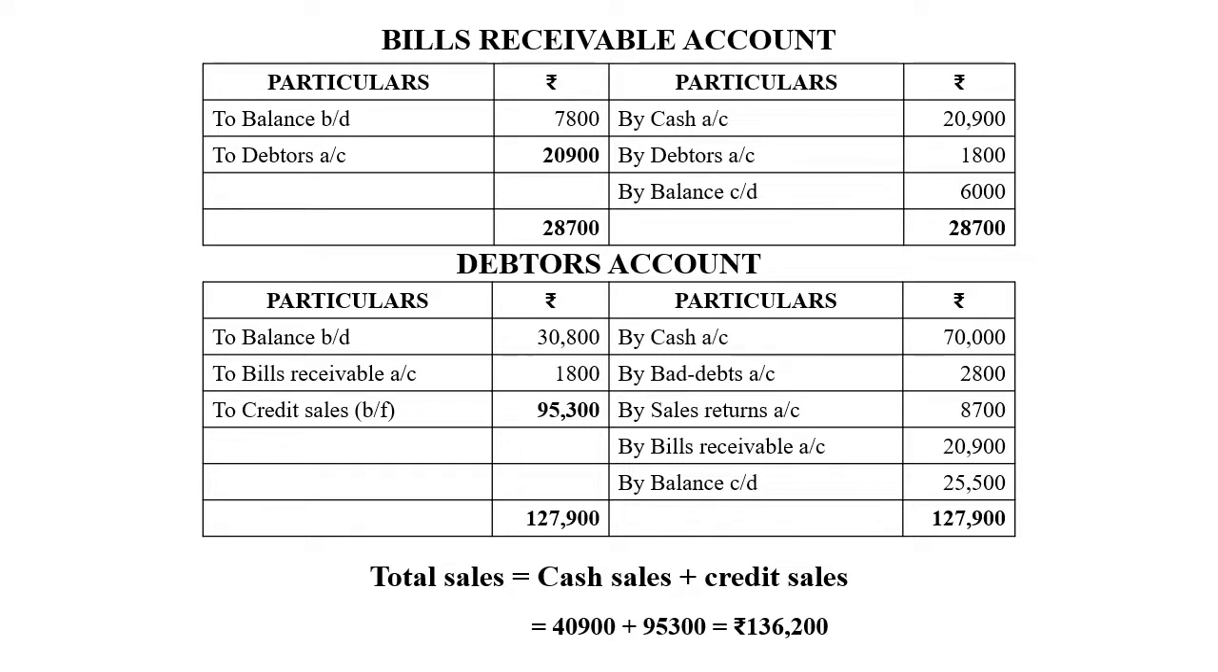Otherwise it is cash, if it is on the credit side. Next, they asked you to find out the total sale. Total sale means cash sale plus credit sale. The cash sale figure they have readily given in the problem itself, the last one, cash sale during the year 40,900. The credit sale, just now you ascertained. If you add, you will get the total sale.